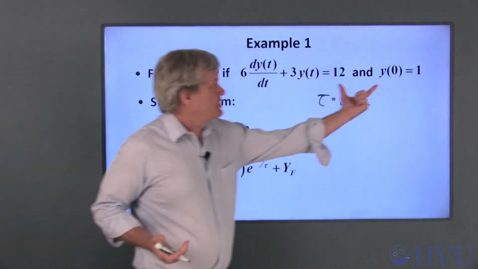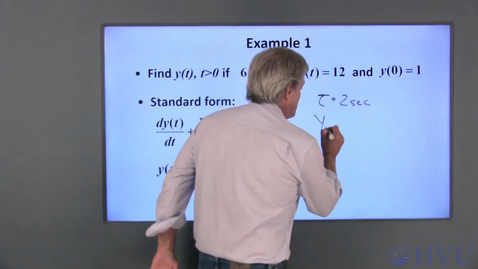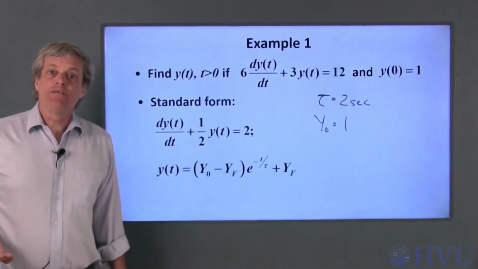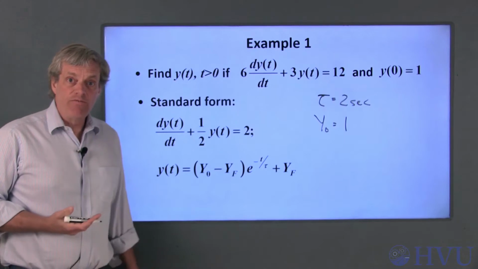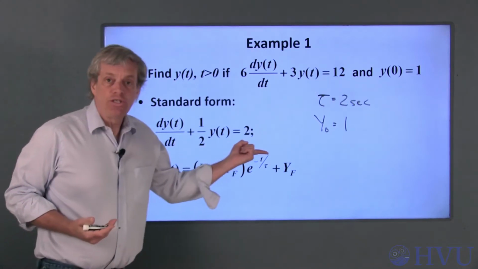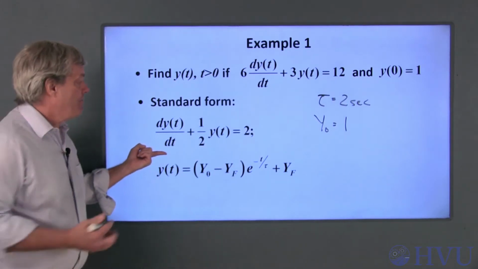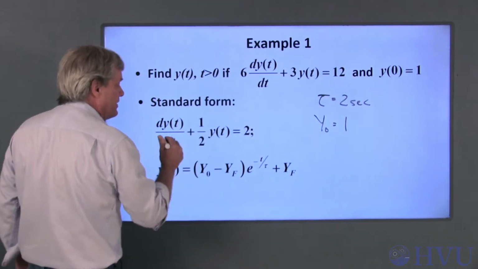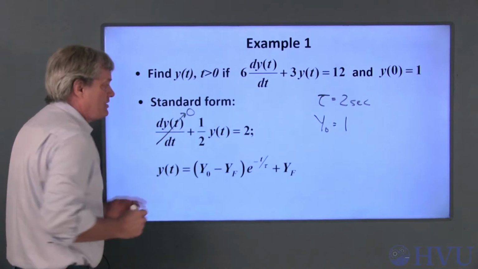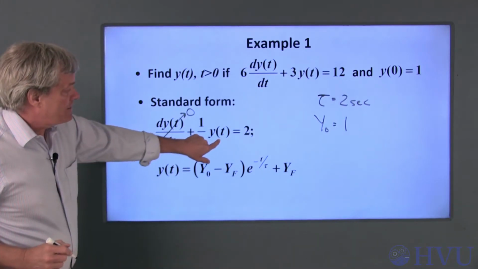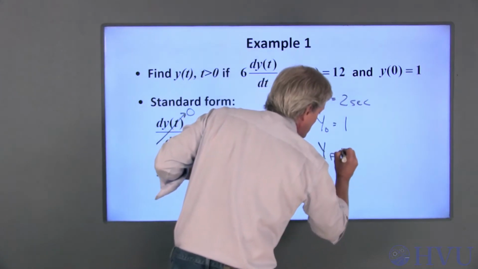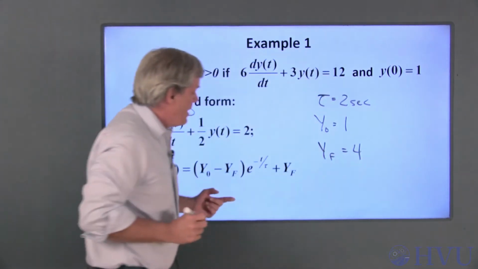y0 is just the initial condition, so y sub 0 is equal to 1. yf is the value of y as t goes to infinity, which is the particular solution to this differential equation. The particular solution means that y of t is a constant. If y of t is a constant, this term is 0. So y as t goes to infinity is 2 times 2, or 4. So yf is equal to 4.